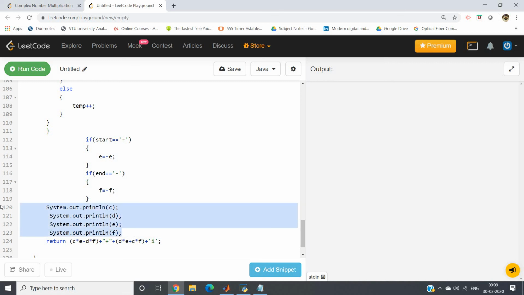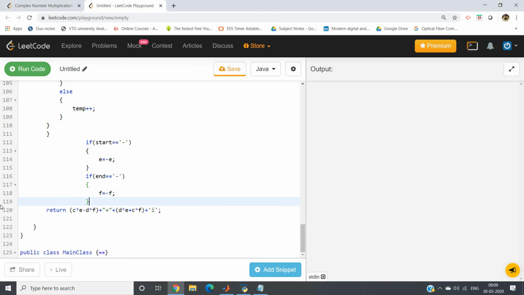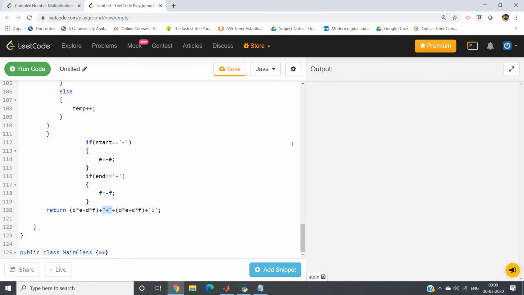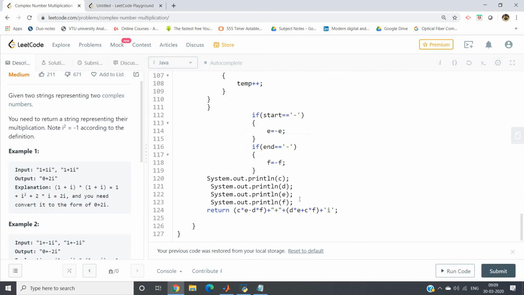I am printing here, no need to print this particular part. So return c into e minus d into f, plus the plus sign, plus d into e plus c into f, plus i. The same format whatever we have seen in this particular algorithm: c e minus d f plus d e plus c f into i. That's all, simple code. Okay, so let me compile that.